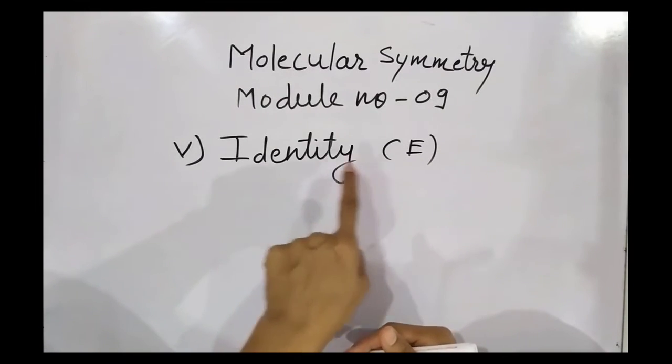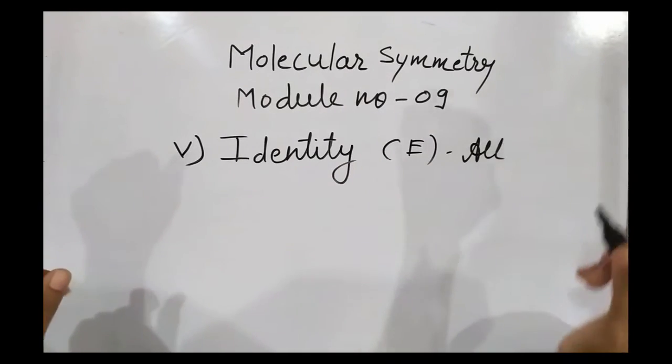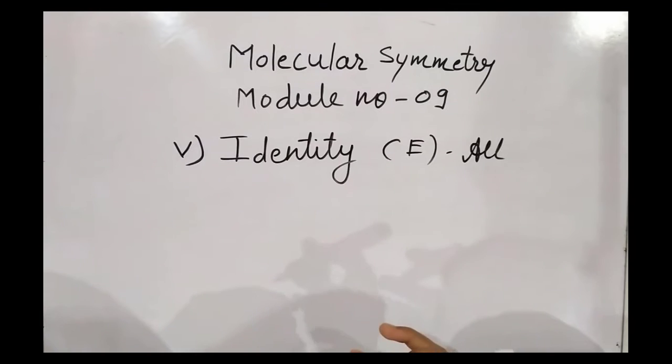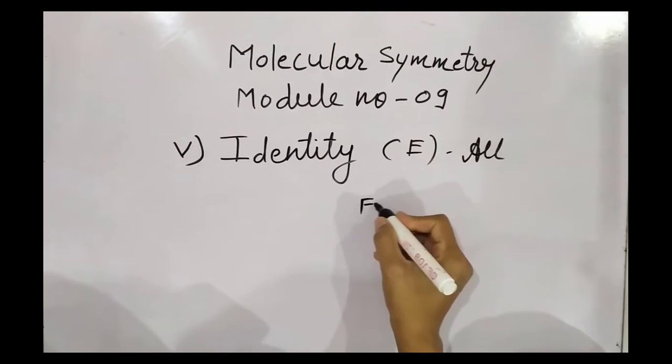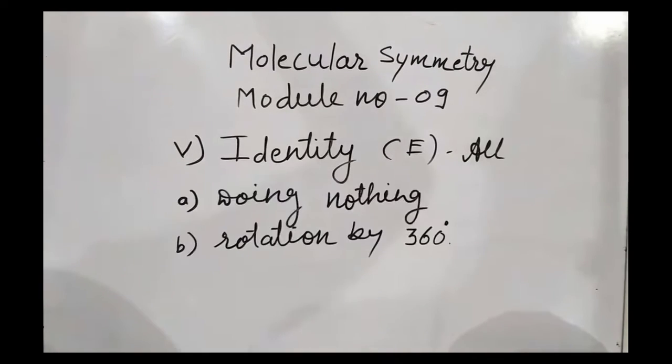So it is such a symmetry element which is possessed by all the molecules or all the objects that exist in nature. Whenever you go to decide the symmetry elements present in a molecule, first of all we will write down the identity, because it is such a symmetry element that every molecule will possess. Now we'll see what we mean by identity.